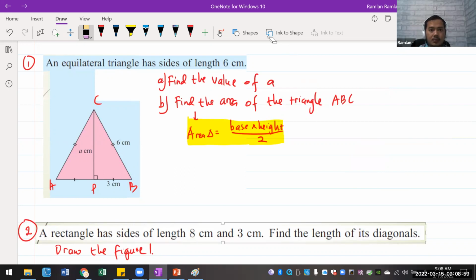Waduh. Kenapa pada keluar ini? What's wrong?